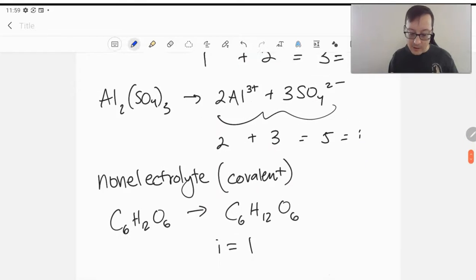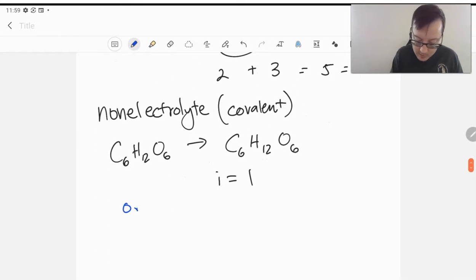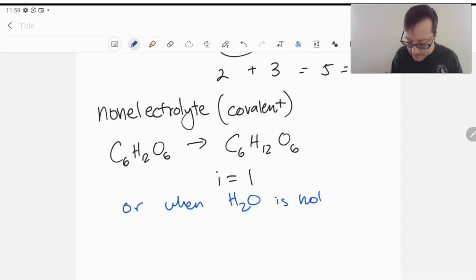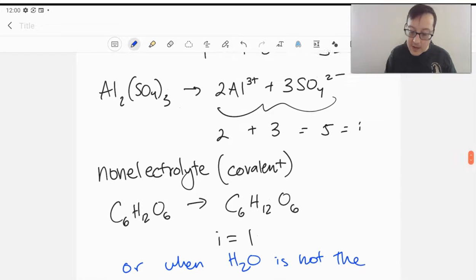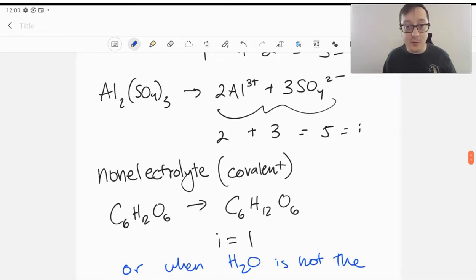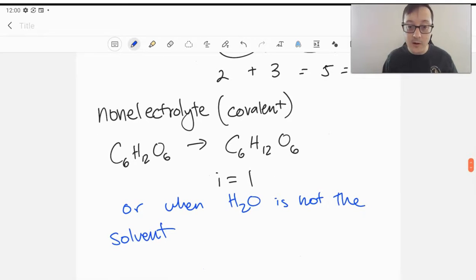And then we have the non-electrolytes, which are covalent compounds, or when water is not the solvent. So if you have a soluble ionic compound in water, you'll calculate its Van't Hoff factor by looking at the subscripts, or you can actually split it up and count the ions that are produced. If you are dissolving a non-electrolyte in water, or if you have a different solvent than water, your Van't Hoff factor will be 1.